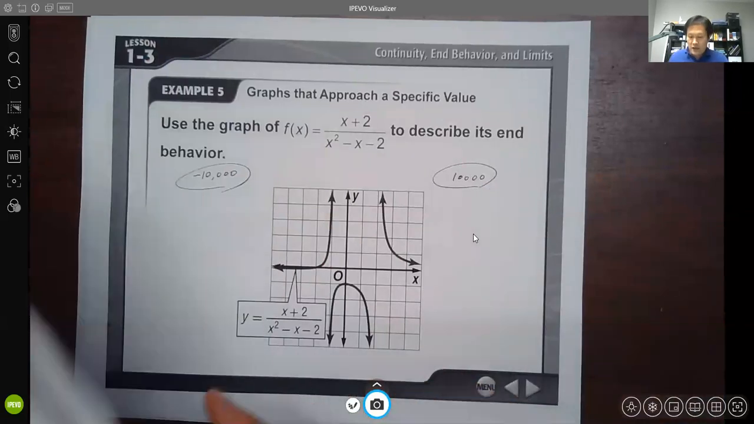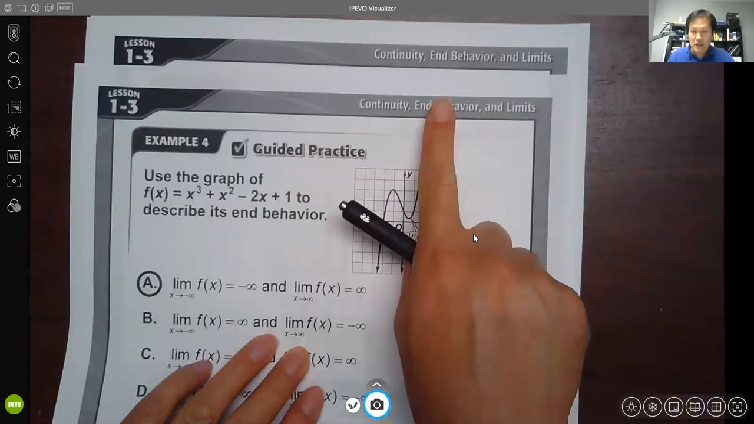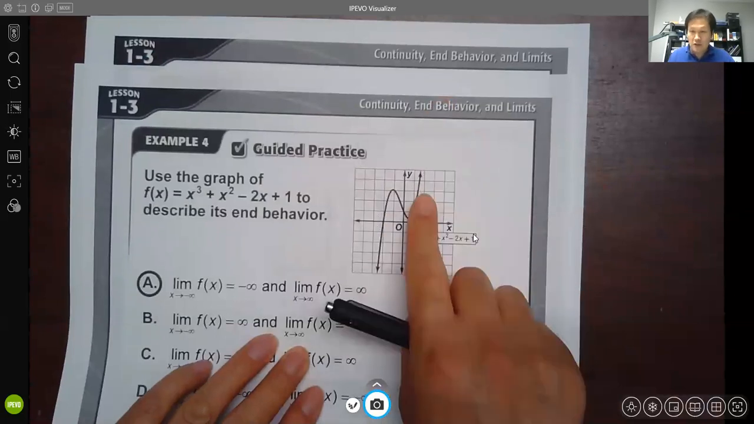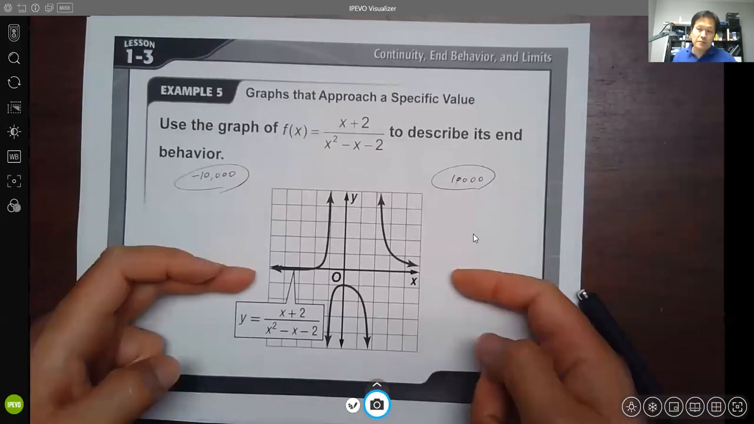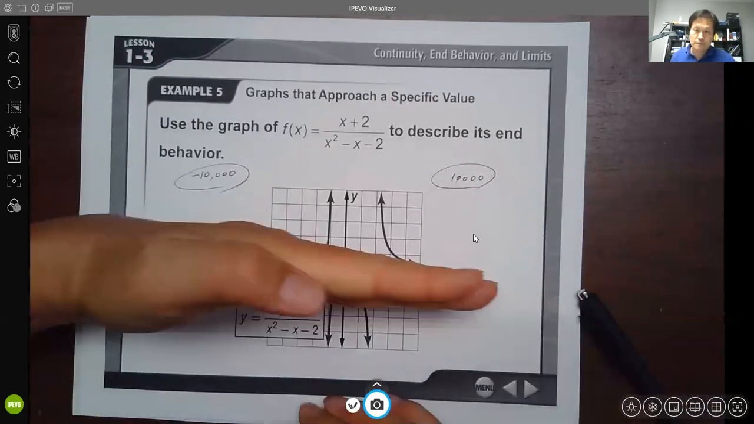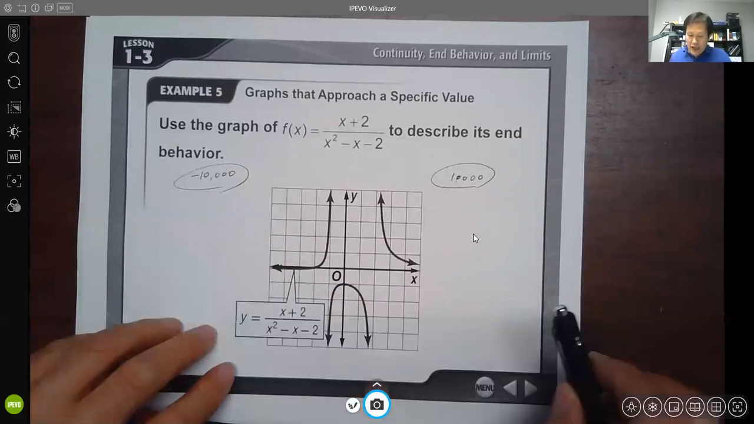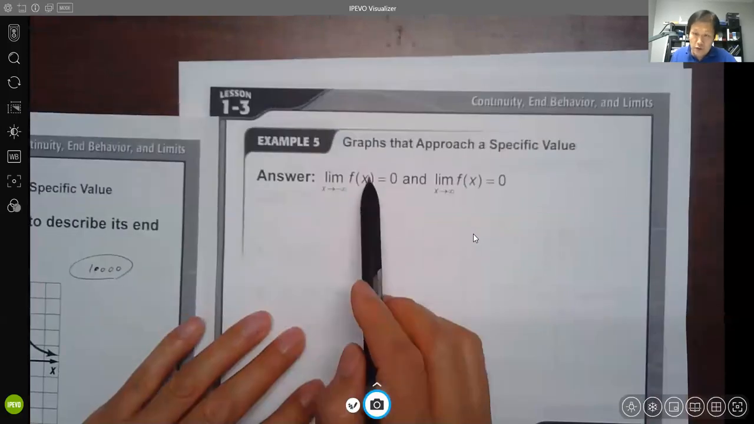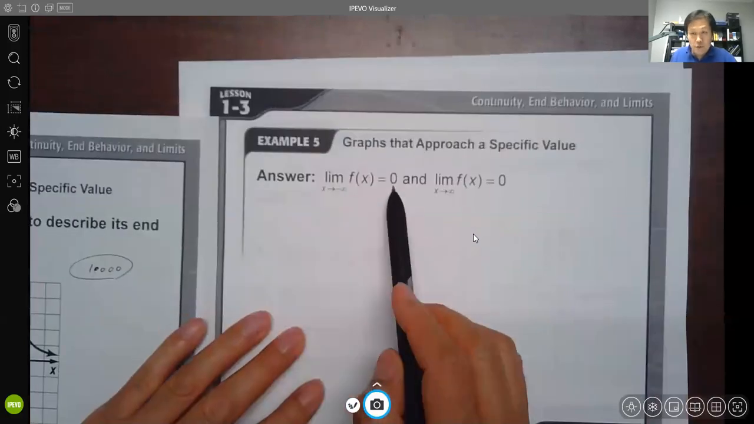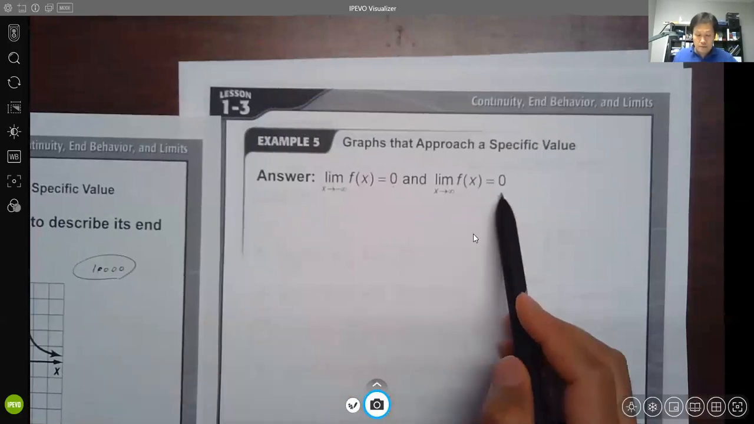If the graph is shooting straight down like that, or shooting straight up like that, then no question. It's minus infinity and infinity. But if it goes like this, then there's a possibility there's a horizontal asymptote, so you have to check that. If you do that, if you keep going to the left, you approach 0, and if you keep going to the right, you approach 0.